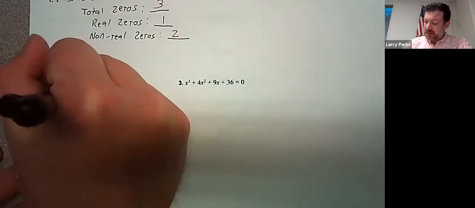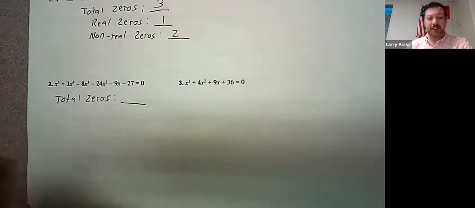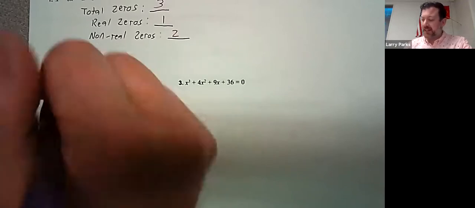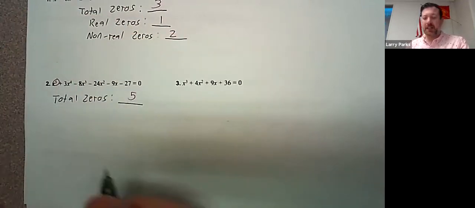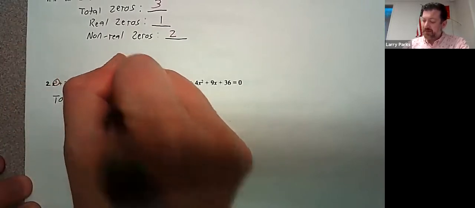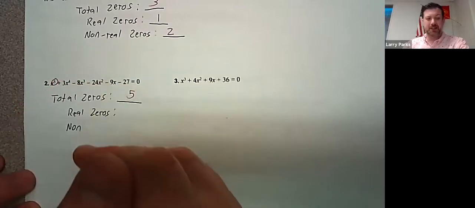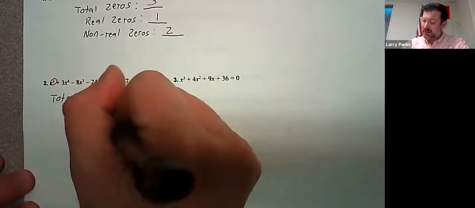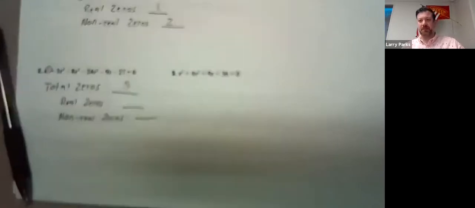Total zeros. That's easy. I don't even need a picture for that. That's the highest exponent, so it'd be 5. And then how many of those are real? And how many are non-real, which some people call those complex. Let's go look at the picture.